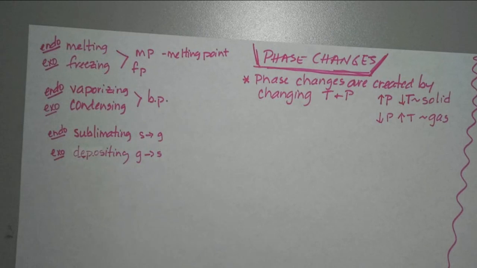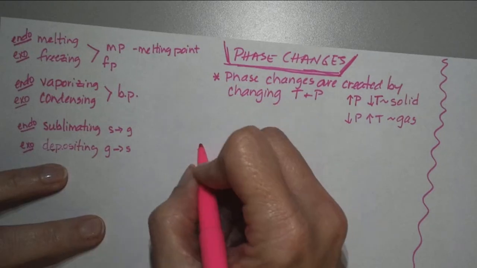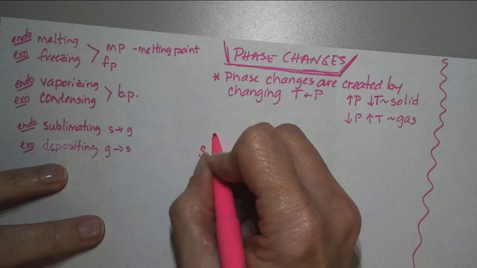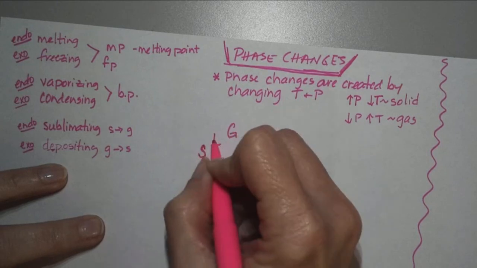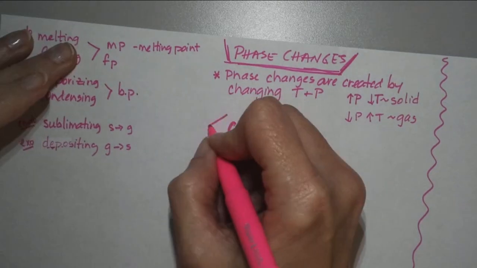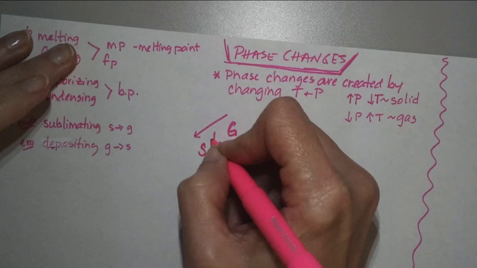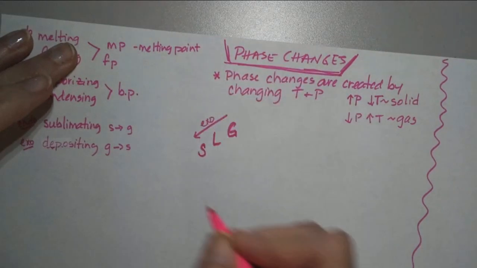Okay, now what I'm going to show you now is I'm going to write this, and I want you guys to write this up here too. SLG. I want you to write it like this. SLG. As it goes down from a gas to a liquid or a solid, it's got to be exothermic. As you go up, changing from a solid to a liquid to a gas, that's going to be endothermic.